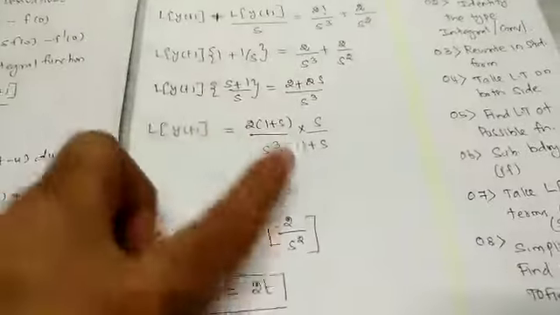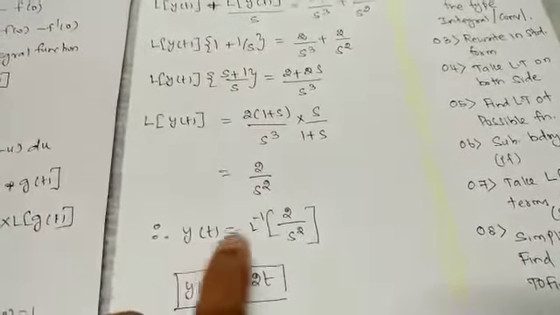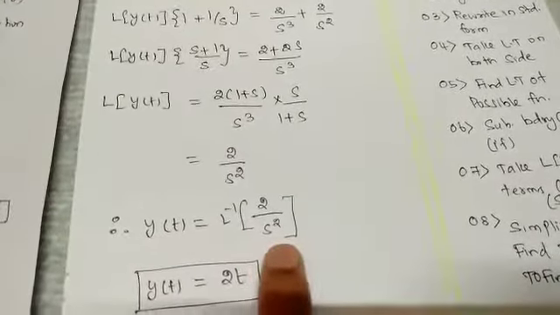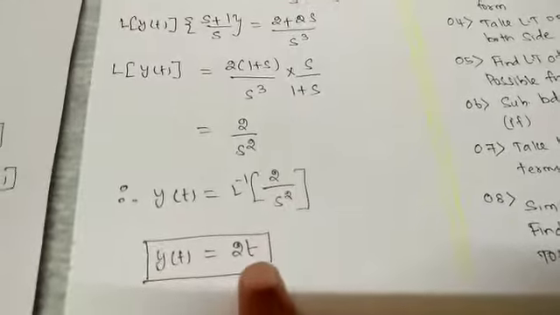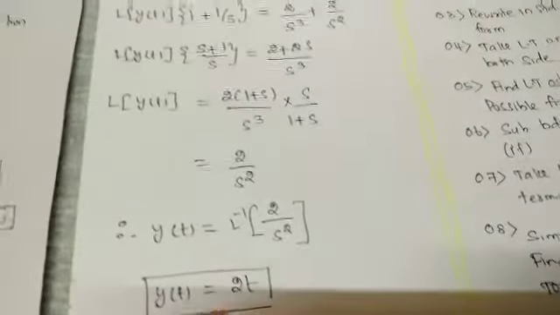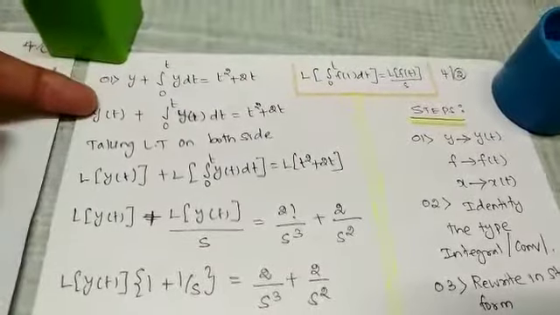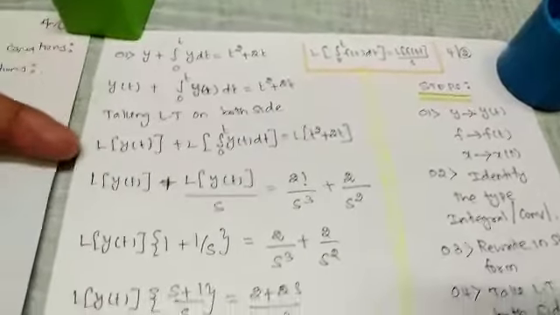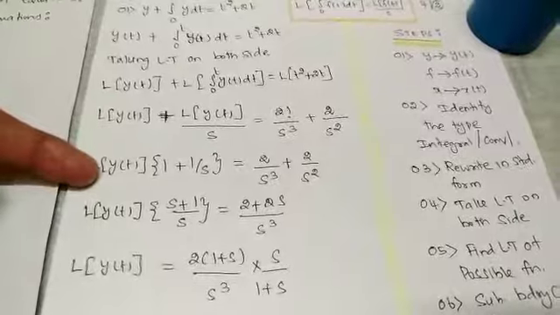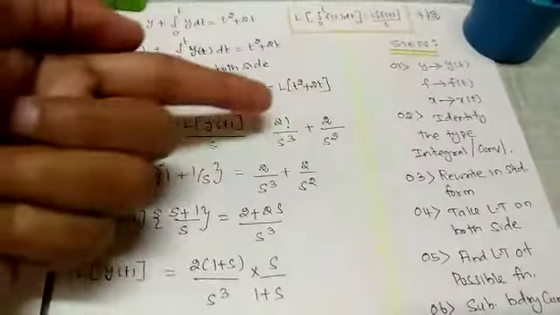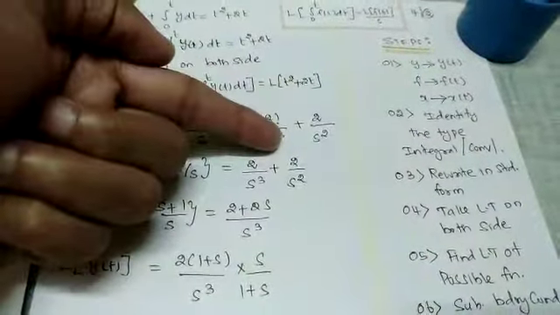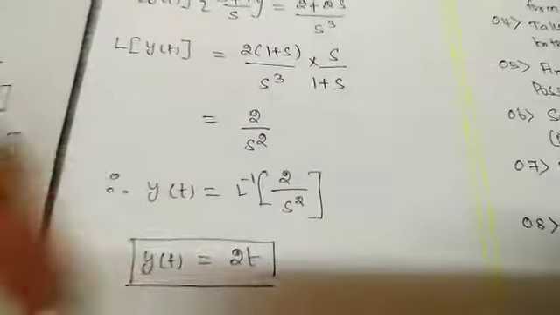When that Laplace comes this side, that will be L inverse. Therefore y of t is equal to L inverse of 2 by s square. What is L inverse of 2 by s square? 2t. That's it. So this is how we have to solve. This is what I said. First you rewrite the term in standard form. Then you take Laplace. Wherever we can find the Laplace transformation, you compute, group them, simplify. Finally you have to take L inverse. Then you will get the answer.